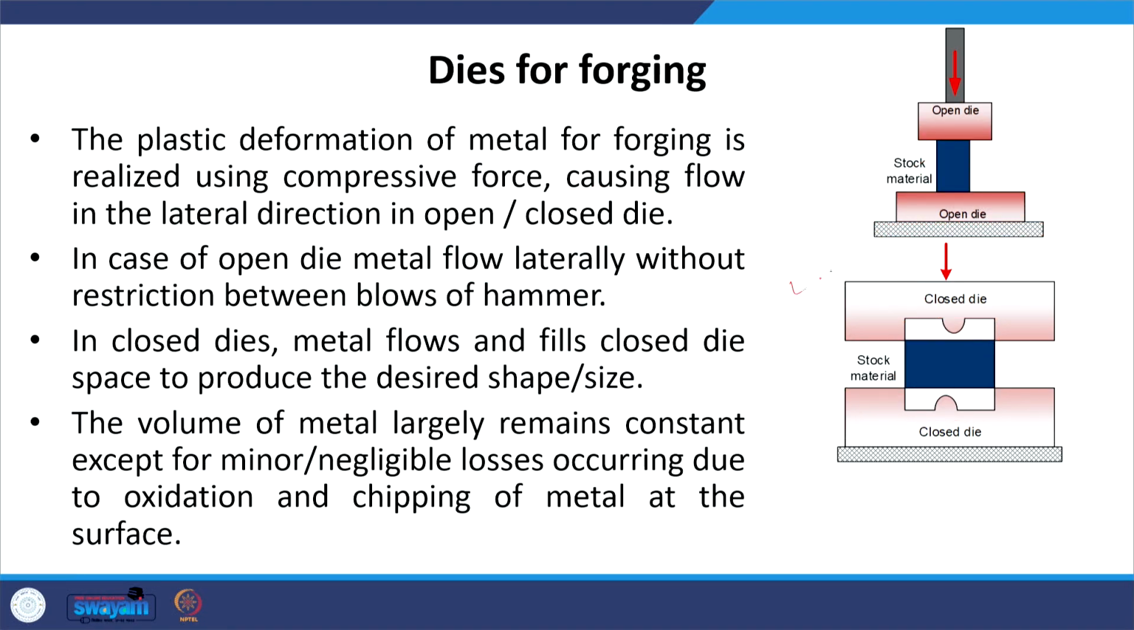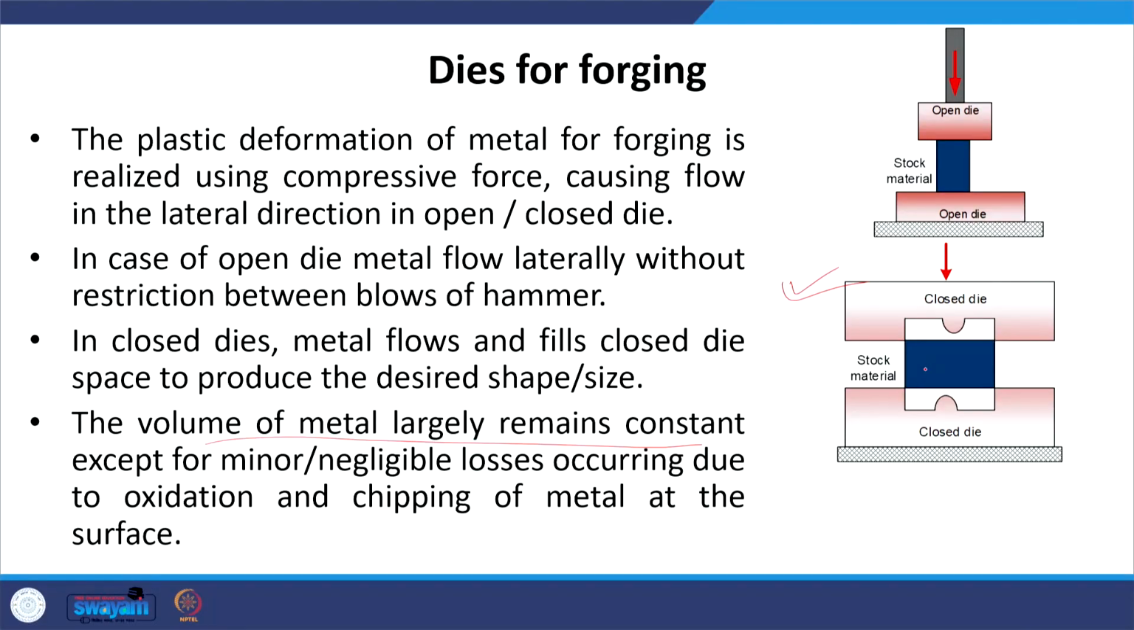But here, in case of the closed die, the volume of the material must be optimized in such a way that it is good enough to fill the die cavity, and a part of the material is left and squeezed out as a flash at the circumference, at the parting line where both the dies are meeting. But in case of forging, the volume of the material largely remains constant, because hardly any material is lost, except that the stock material may form some kind of oxides, or continuous blows may cause little chipping of the material from the surface. Then the loss of the material from the stock during forging is very limited.